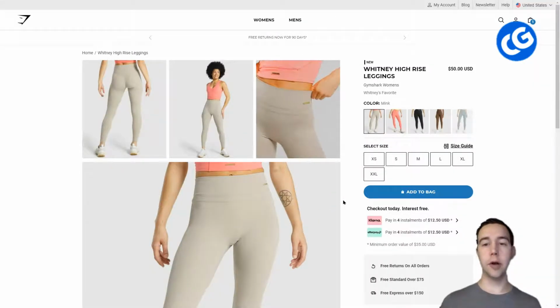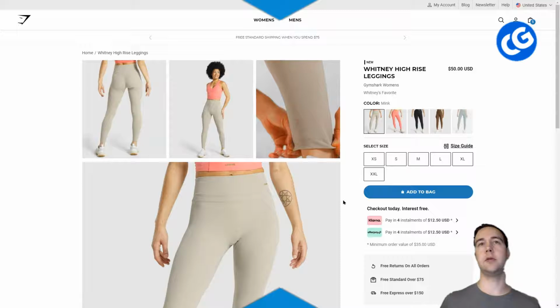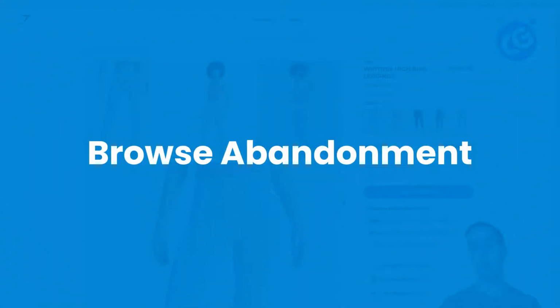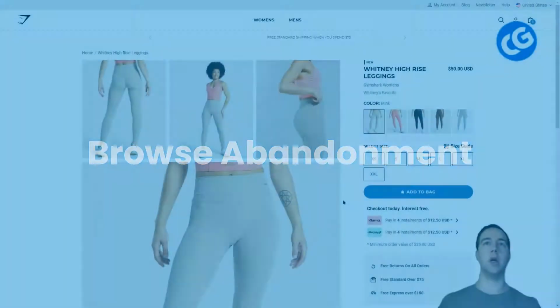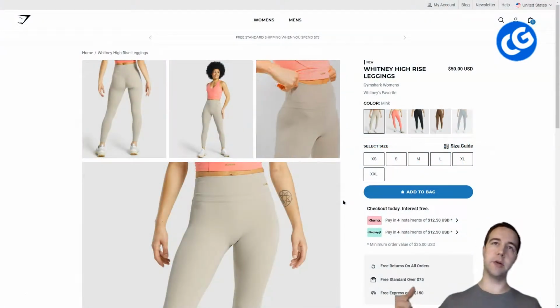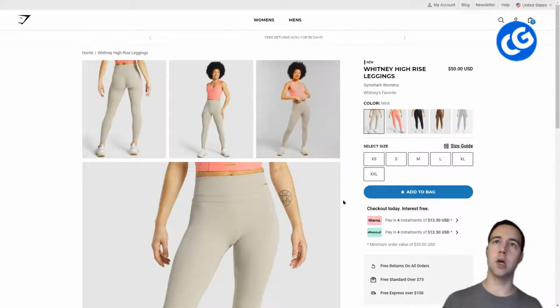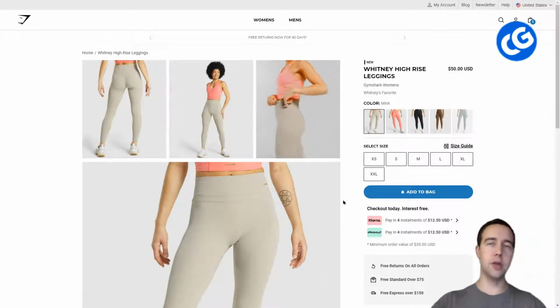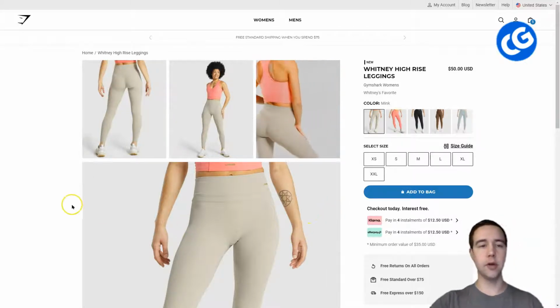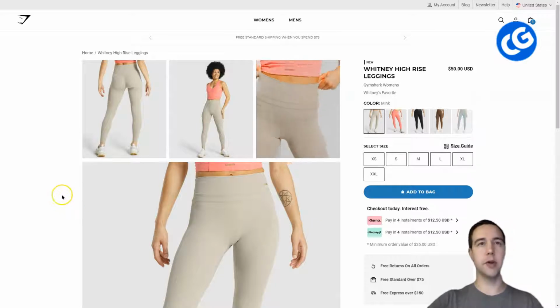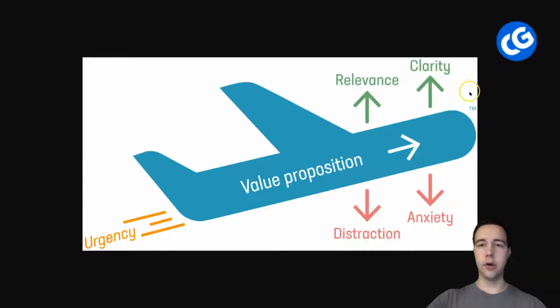So now that we know our numbers, let's look into browse abandonment. So the first step here, before people have added anything to their bag or the cart. Now here it is often a relevancy issue or distraction issue. So I like to think of it in terms of this. So this is a very good model for optimizing for browse abandonment. You have your value proposition as the most important thing. So it matches their existing motivation. Then you have a clear offer, it's relevant to the visitor. Those are all on the positive side.